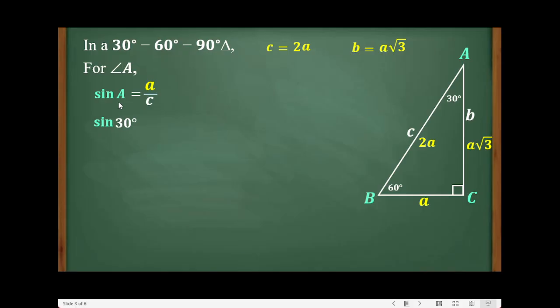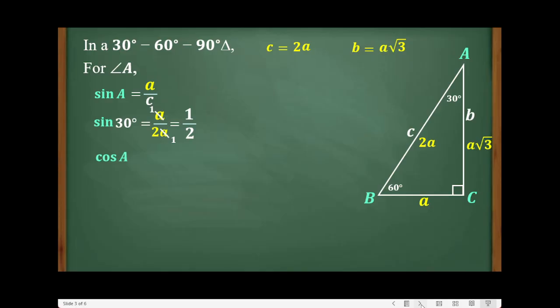Of course, angle A is actually 30 degrees. So from sine A, this will become sine of 30 degrees, which is equal to a over c, to be expressed in terms of a, that is 2a. So a will now be divided by 2a. And at this point, a will be cancelled since it is common to the numerator and denominator. And the resulting fraction will be 1/2. So it means sine 30 degrees is equal to 1/2.